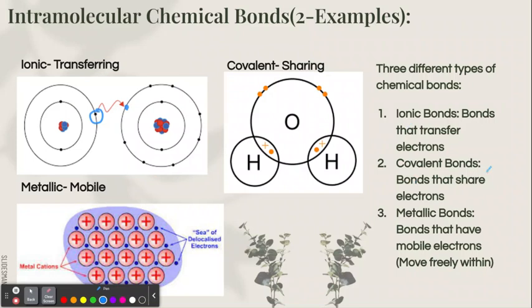Then we have covalent bonds that are bonds that share electrons. So here it shows there's 2 hydrogens and then 1 oxygen, and here you can see they are sharing their electrons with this oxygen. Lastly, we have the metallic bonds, and these have mobile electrons, which means they can just move freely within this area they're given, and that is shown over here in this bottom left-hand corner.